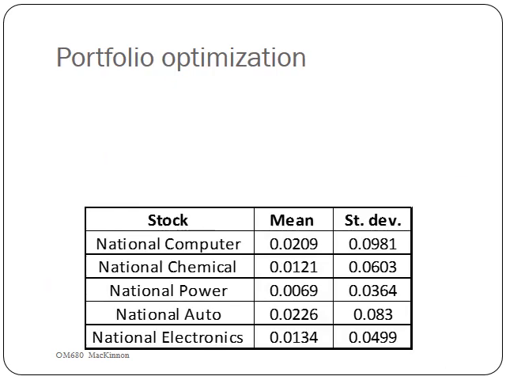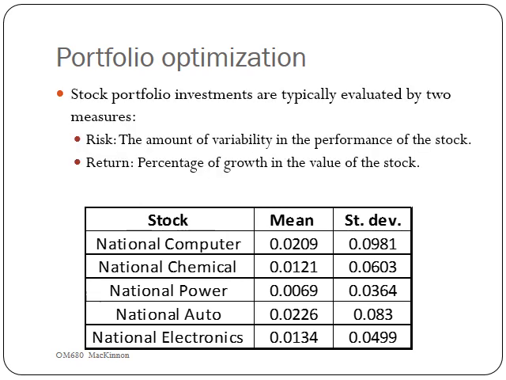So let's take a look at portfolio optimization. A stock portfolio is typically evaluated by two measures: risk and return. The amount of variability in the performance of the stock is the risk, and the percentage of growth in the value of the stock is the return. So here we have 5 stocks. We have an average return, and the standard deviation, which is a measure of the variability.